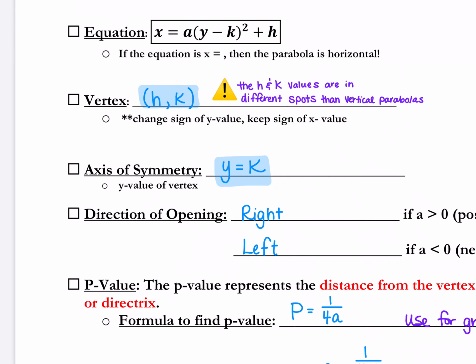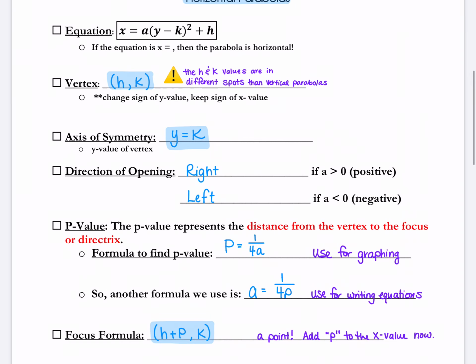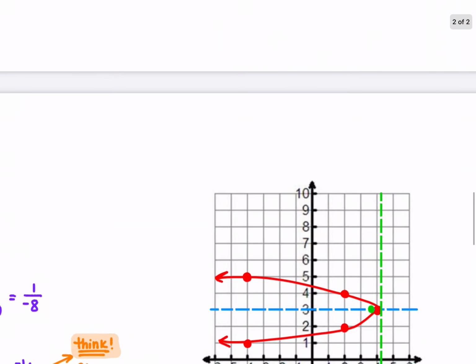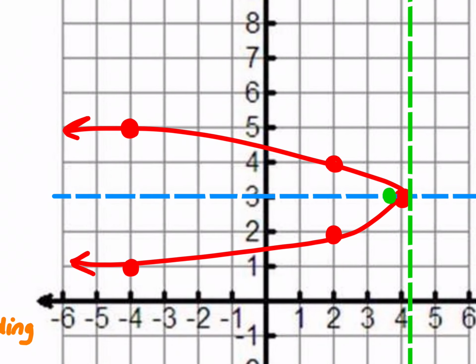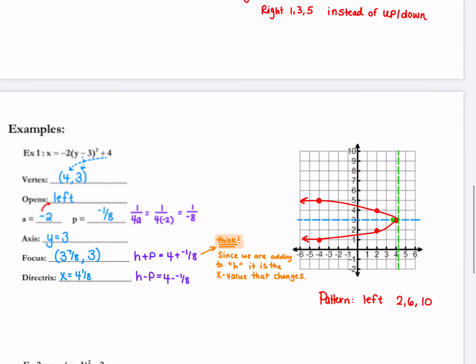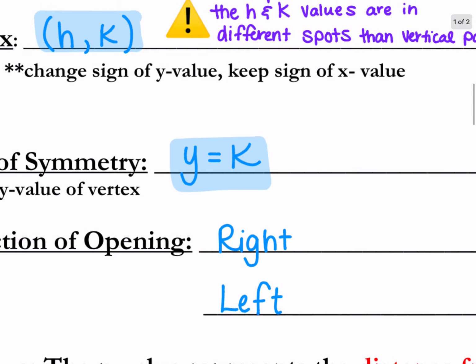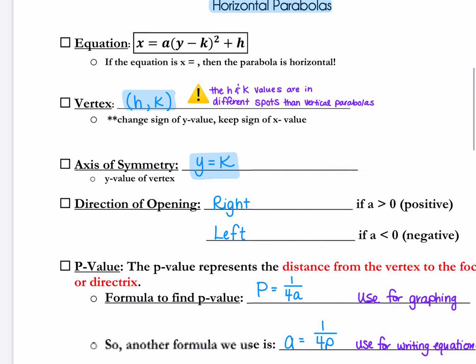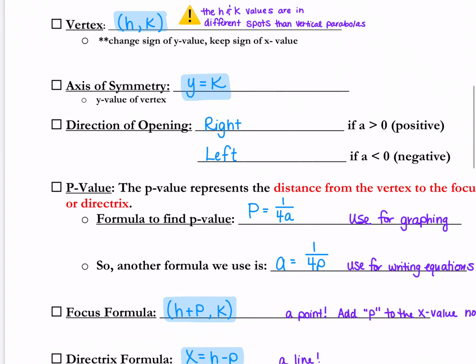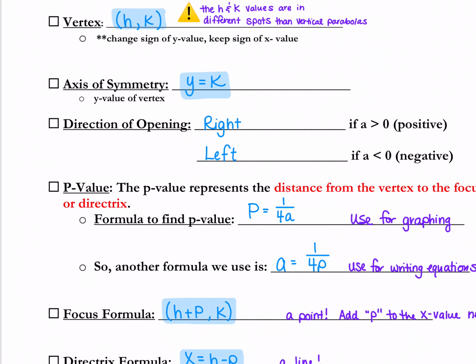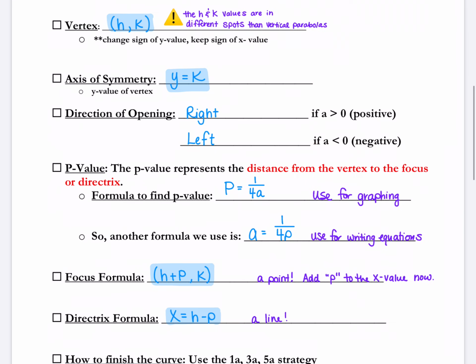Axis of symmetry is now going to be horizontal. If you think about it, a horizontal parabola will have a horizontal axis of symmetry because the axis of symmetry goes down the middle of the parabola. Okay, so that's why it's y equals, and it'll match the y value of your vertex. If the a value is positive, it's going to open right. If the a value is negative, the parabola will open left.